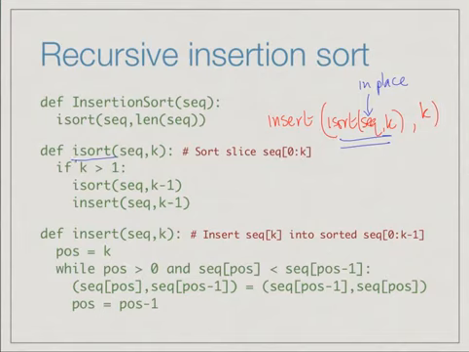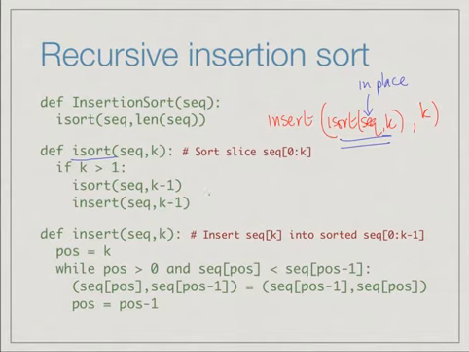So what does isort say? Isort checks if it's a base case. If k is 0 or k is 1, if I'm sorting up to the first position, or I'm not sorting anything at all, then I will just return the sequence. So this is telling me sort from 0 to k minus 1. If it is 0, then I have an empty list. If I have 0 to 1, then I have a list of 1 position. It's only if I have 0 to 2 that I have at least 2 elements.